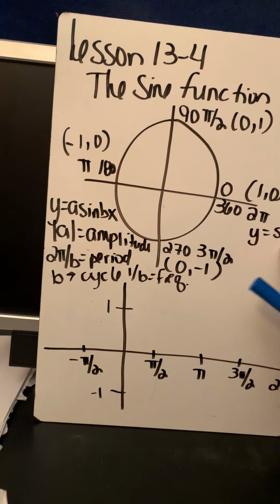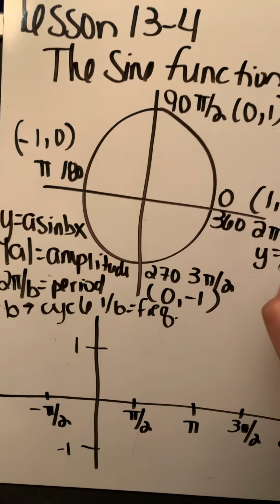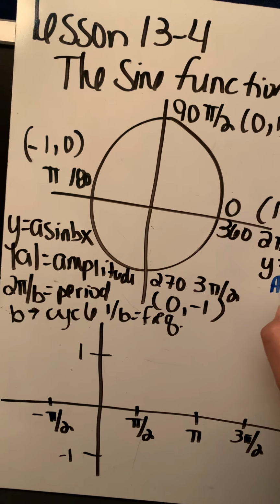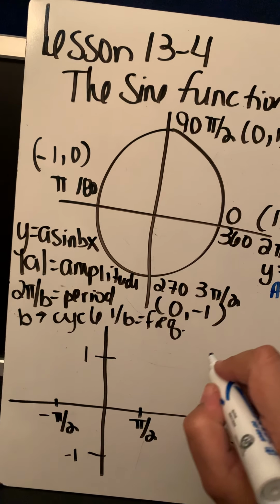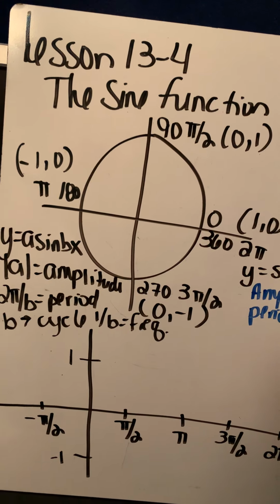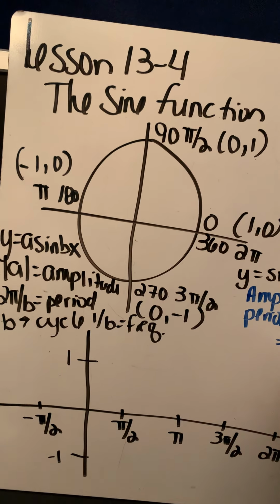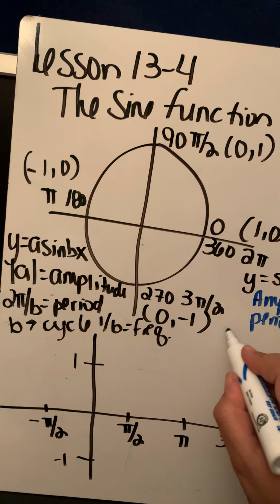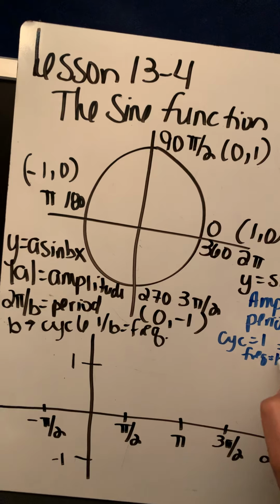So if I'm graphing y equals sine x, my amplitude, so my amp, if you don't see it, it is 1. Period is 2 pi over 1 because b is 1. So my period is 2 pi. Cycle is 1 and frequency is 1.